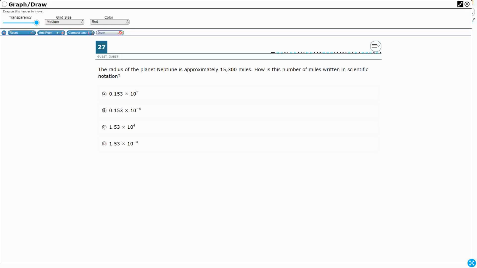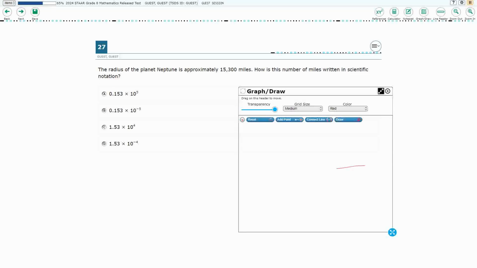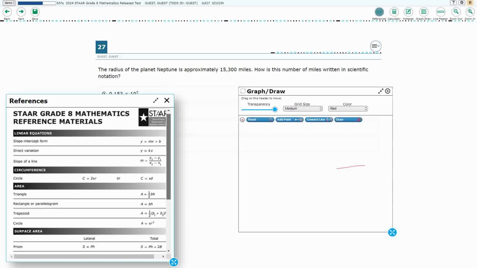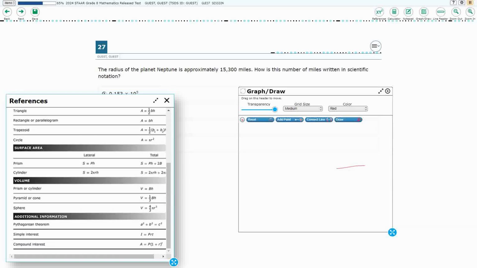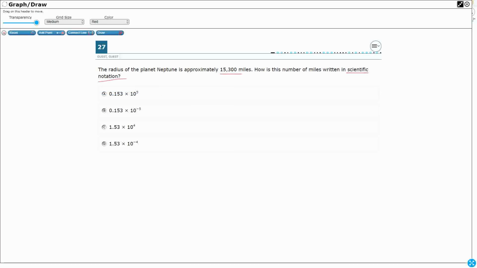All right, so we've got the radius of the planet Neptune is about 15,300 miles. We need to write it in scientific notation. There's nothing on our reference materials that gives us any clue as to what that means. So that's something we need to know coming into this particular test. So take a look at our answer choices.